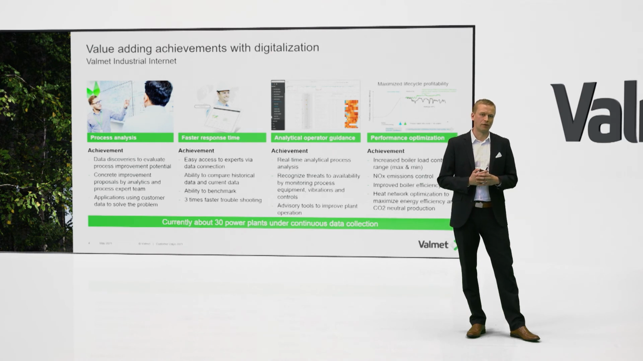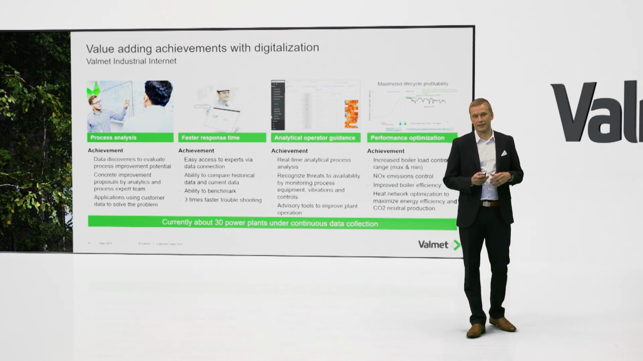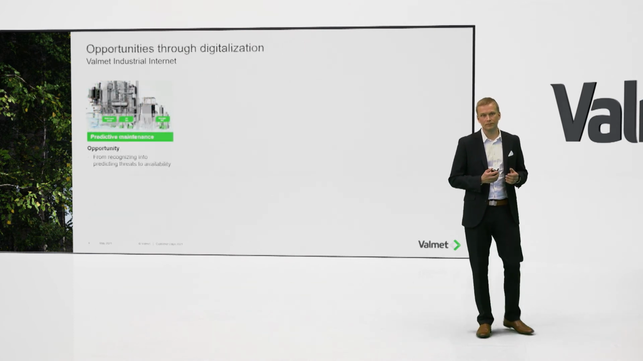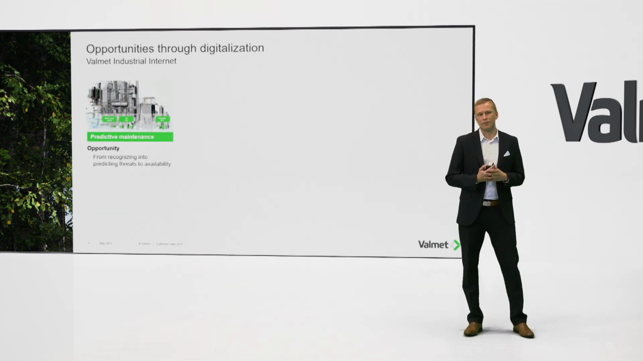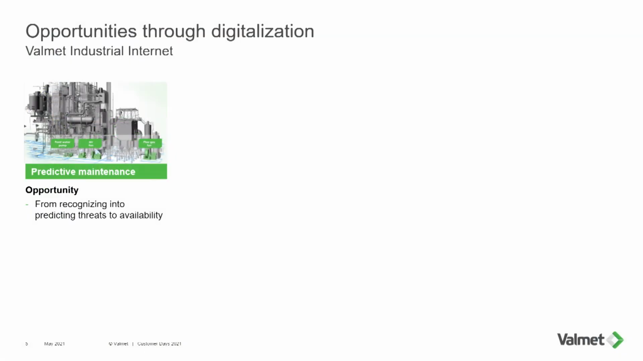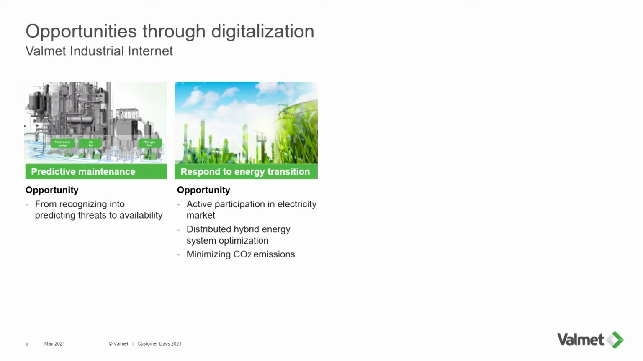Currently, we have about 30 power plants under continuous data collection, and I'm next going to talk a little bit about the opportunities that these are bringing to us. One important part is the predictive maintenance. As I said earlier, we are already currently able to recognize earlier what is happening at the plant, but now that we are collecting more and more data, we can get from recognizing to actually predicting issues to the availability. That comes from the large amounts of data. And of course, that leads to higher availability.